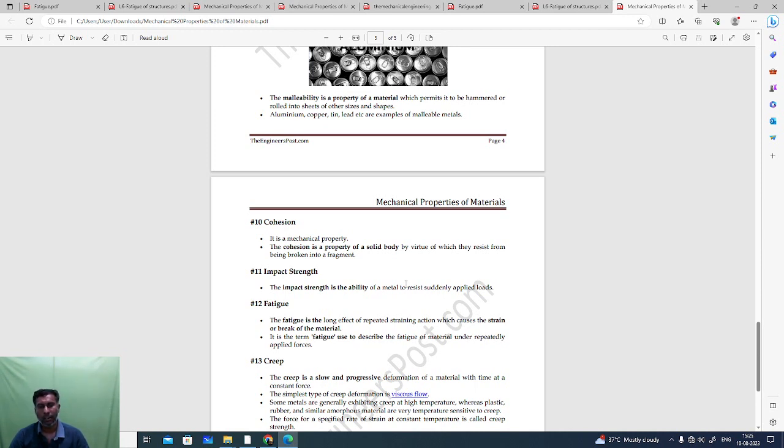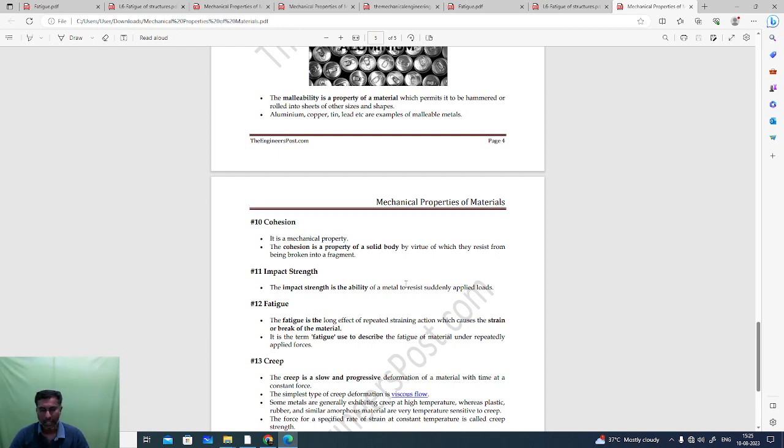Fatigue is the long effect of repeated straining action which causes the strain or break of the material. It is the term used to describe the fatigue of a material when forces are repeatedly applied. The forces may be internal forces, external forces, or maybe temperature also will be considered. Creep is also one of the fatigue.